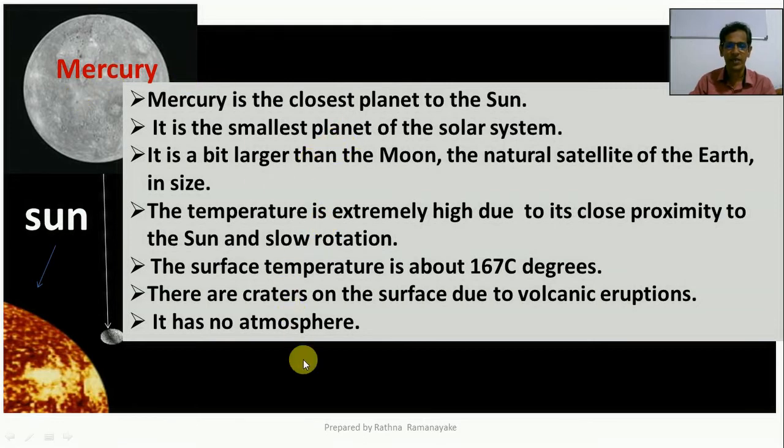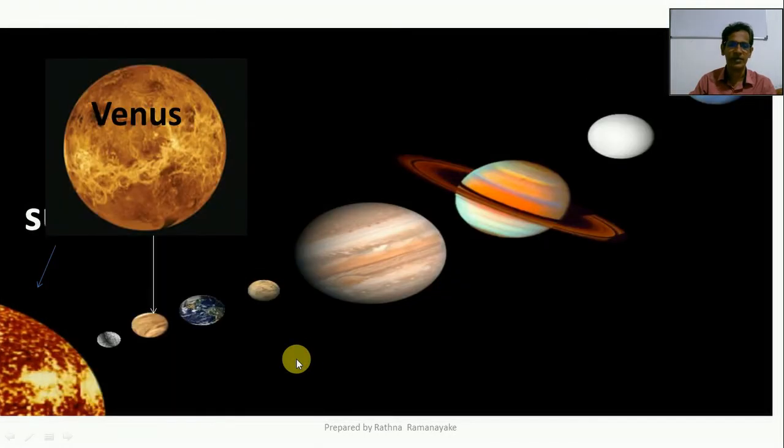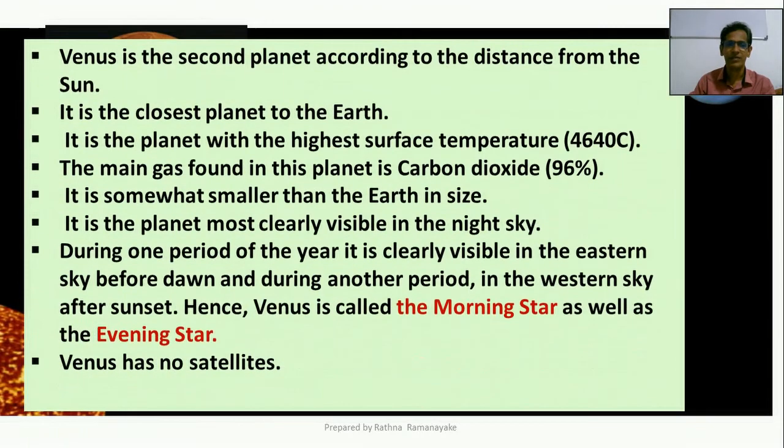Right? Now let's move to the second planet from the Sun. Here, Venus. Venus is the second planet from the Sun. It is the planet with the highest temperature. Although Mercury is the closest planet, Venus has a higher temperature than Mercury. Venus is the second planet according to the distance from the Sun. It is the closest planet to the Earth.